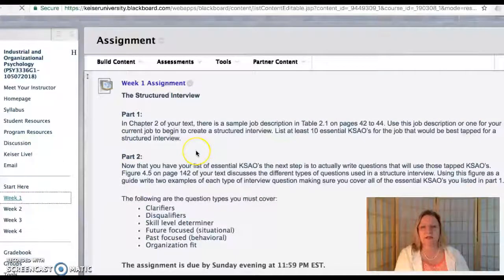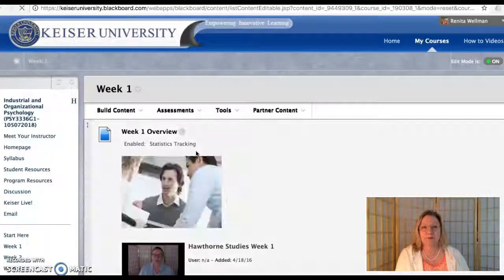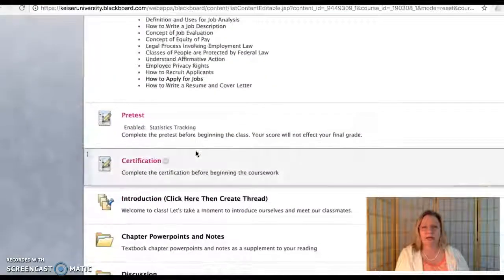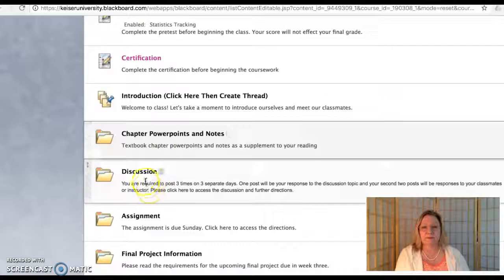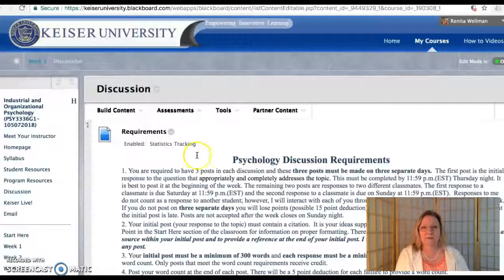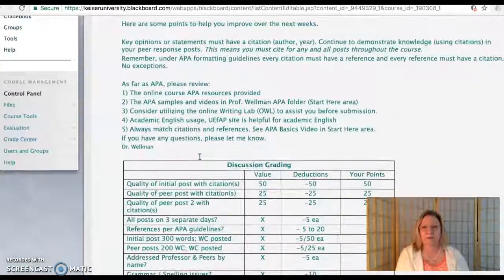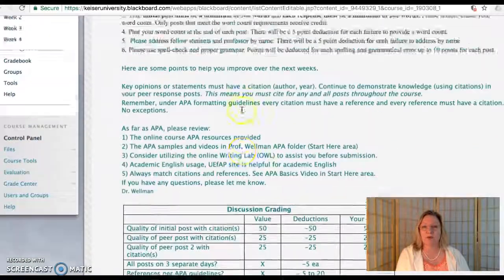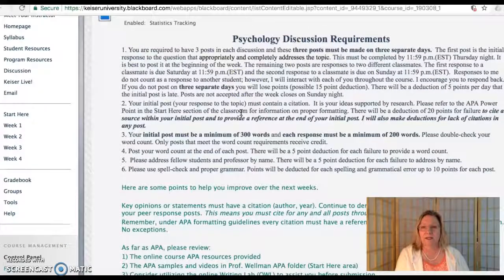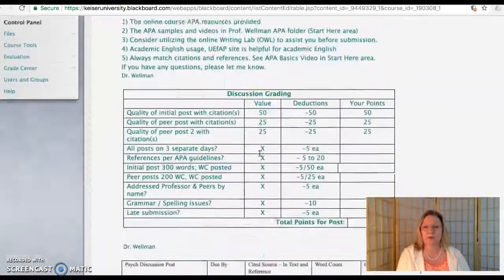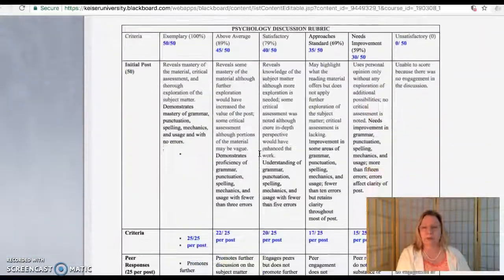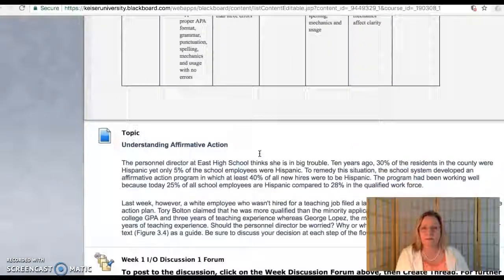With the discussion post, you're going to post on 3 separate days, and you're going to have 300 words and 200 words. For every post, I would like to see a reference.